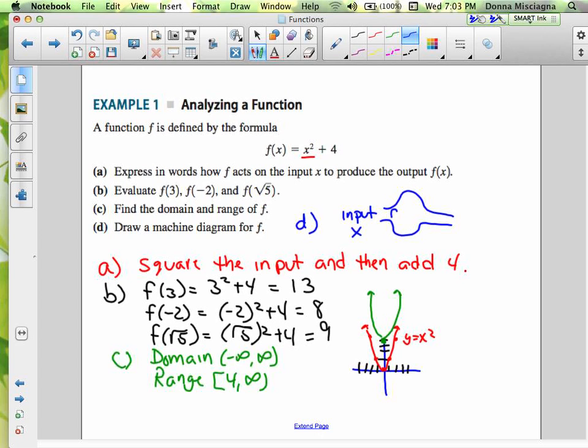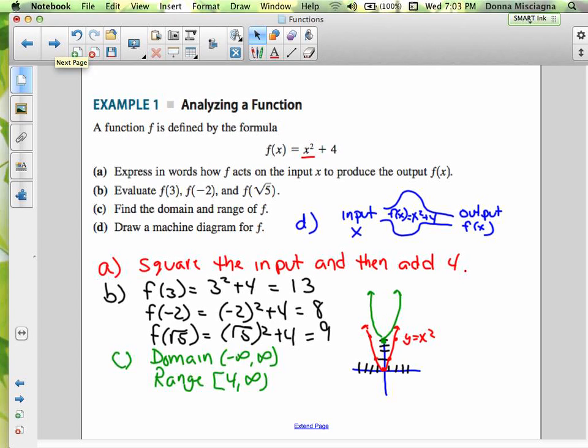All right, so here we have the rule, which is f of x equals x squared plus 4. And then our output are the values we get for f of x. All right, so there's our essential machine diagram. Our rule is x squared plus 4. We're going to square all the numbers and add 4 to them. And we can do that for an infinite number of numbers, but I think we're going to stop.